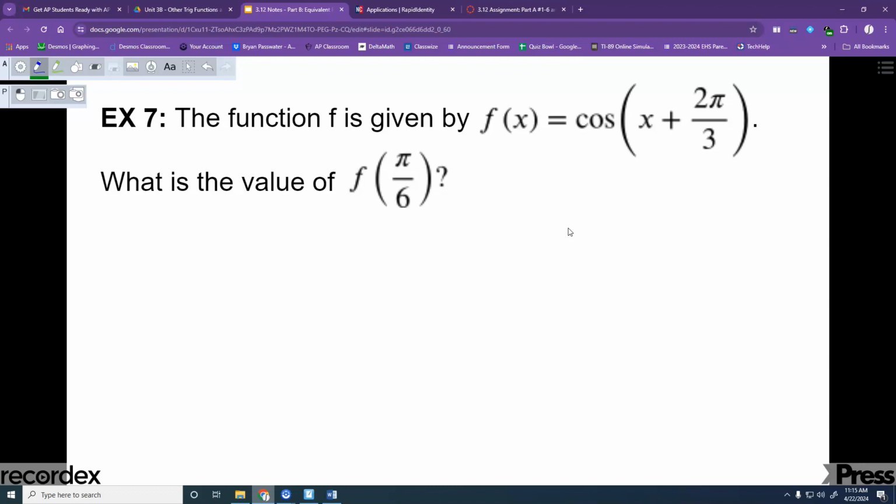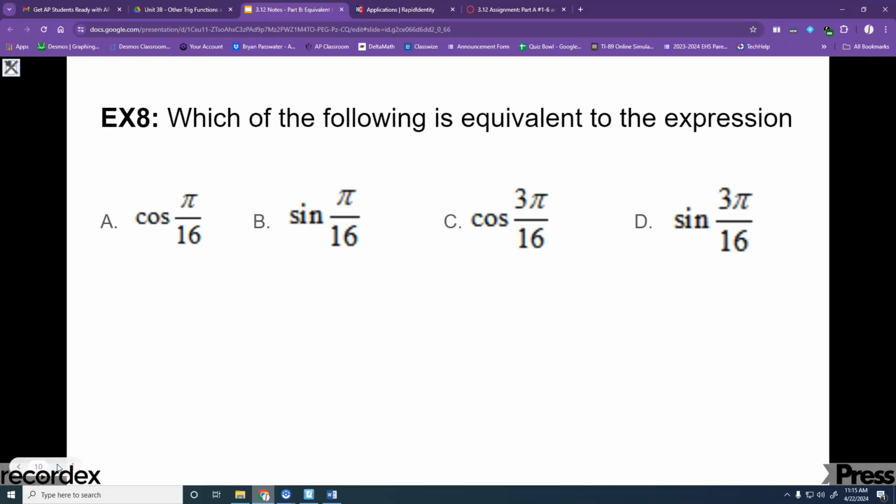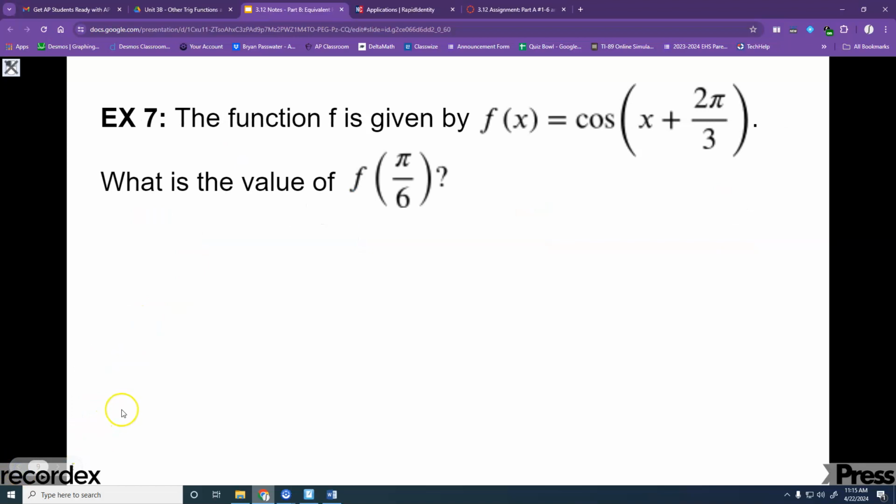All right, example 7. I think, let's see. Is this my last one or have I got one more? Oh, I messed something up there too. I didn't copy the whole thing. Did I? No. Okay. Well, we're going to do 7, and we're not going to do the last one because I didn't even copy the problem right.